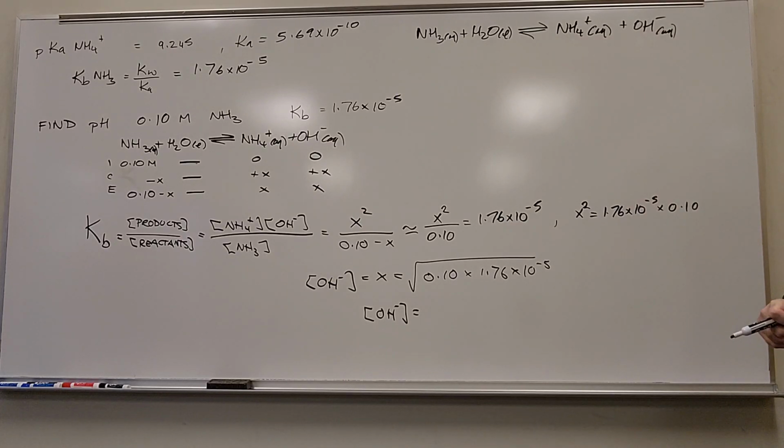And if the Ka came out to be 10 to the negative 6, what should the Kb come out to be? Negative eight, ish.